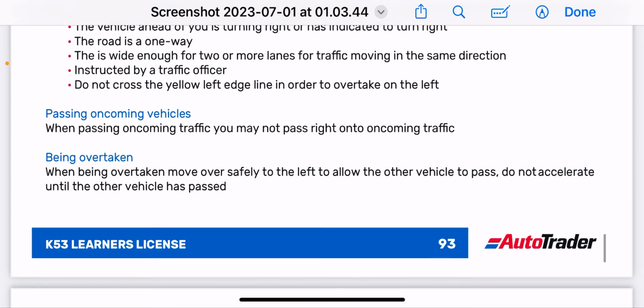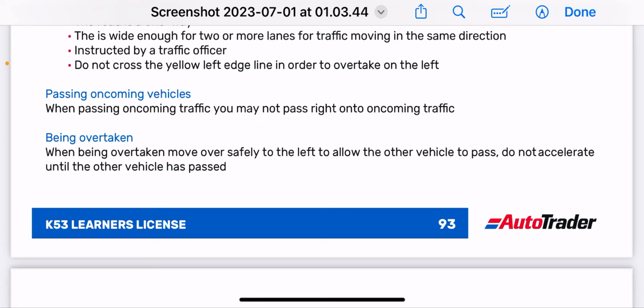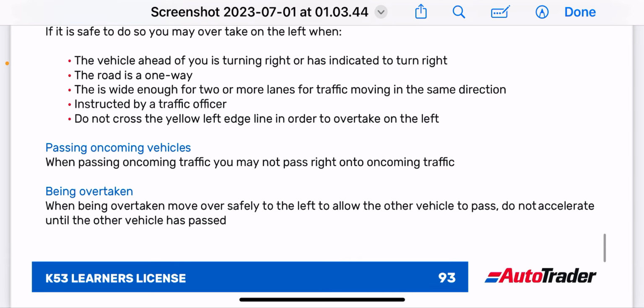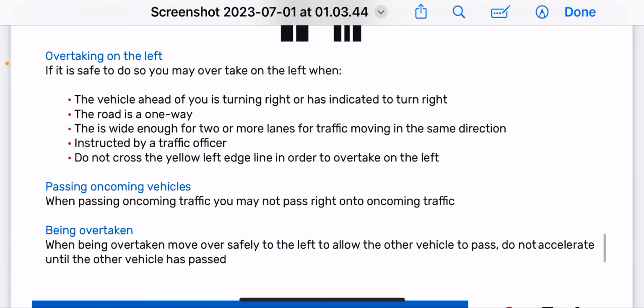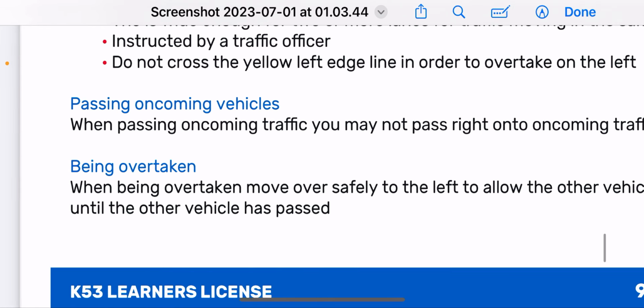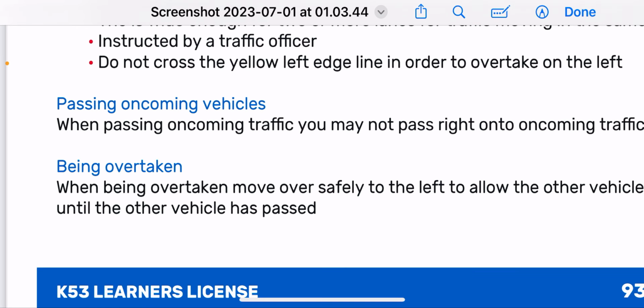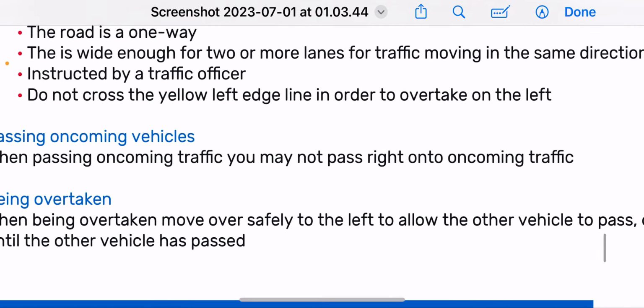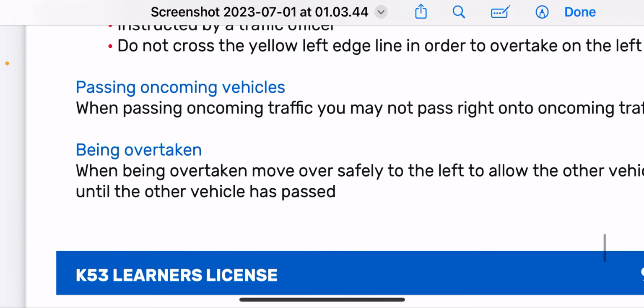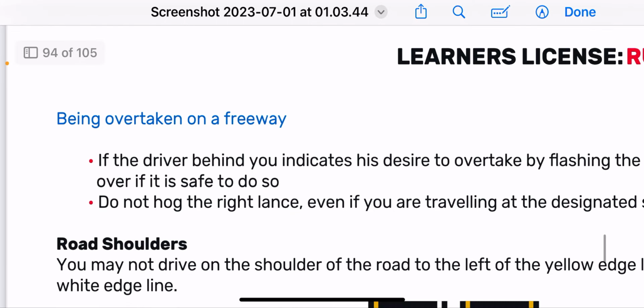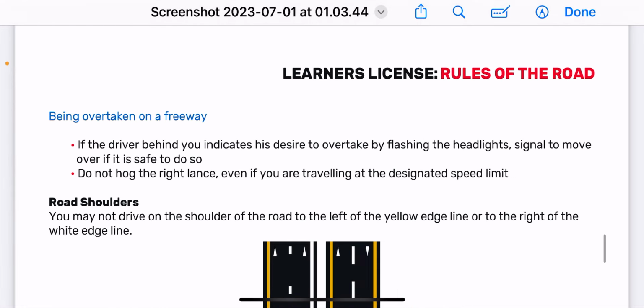And then moving on, you have passing on oncoming traffic. You may not pass oncoming traffic. You may not pass right onto oncoming traffic. Yes. And then being overtaken. This is where I am now. When being overtaken, move over safely to the left and allow another vehicle to pass. Do not accelerate until the other vehicle has passed you. So when someone wants to overtake you, you do not accelerate. You just move over to the left and you allow that other vehicle to overtake you.